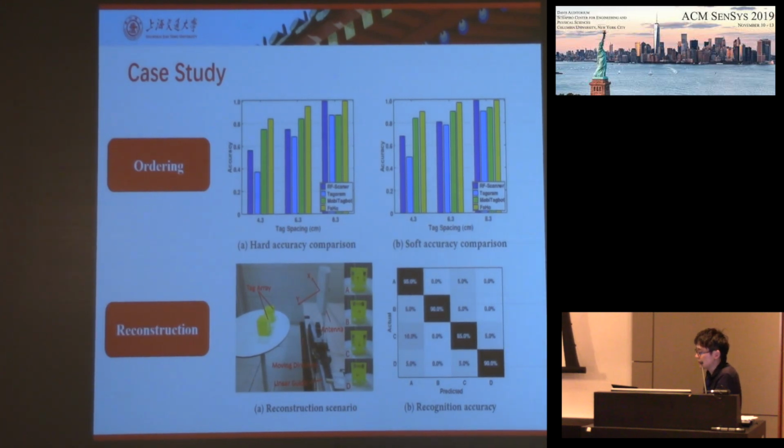And last, we evaluate our system in two application scenarios, ordering and reconstruction. We compare the ordering accuracy of FaHo with other works on different tag spacing, and our system achieves better performance in all cases. We also design a simple method to recognize the placement of the target objects. In these experiments, each box is attached to a tag, and FaHo estimates the accurate coordinates of them. Next, we use the position relationship between the two tags to determine the placement. The results show that FaHo can achieve an average accuracy of 90%.